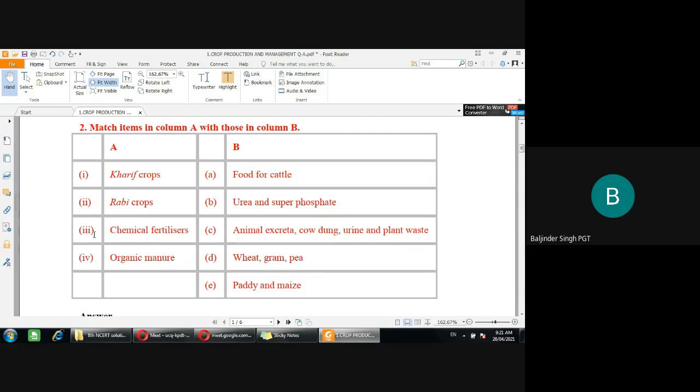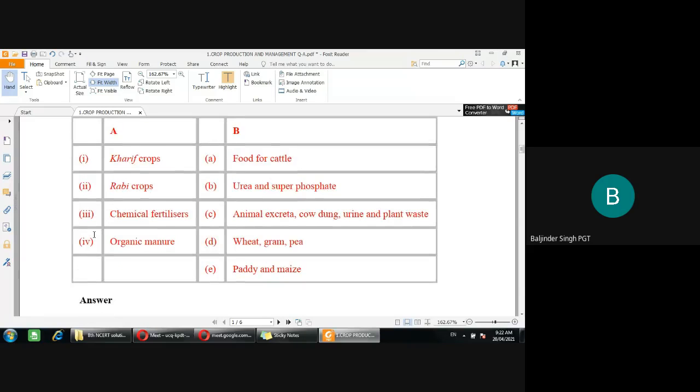Now let us see the second question, which is match the column A with column B. So in column A we have Kharif crop, Rabi crop, chemical fertilizers, and organic manure. So let us try to match it. First, Kharif crop. कौन सी होती है? Paddy and maize. Okay, Kharif is paddy and maize. And what about Rabi? Wheat, gram and peas. Okay, ठीक है.